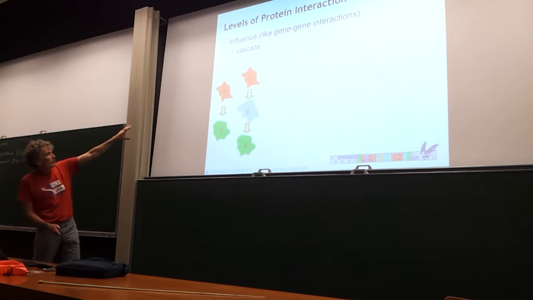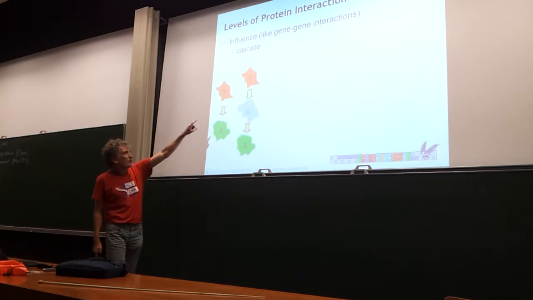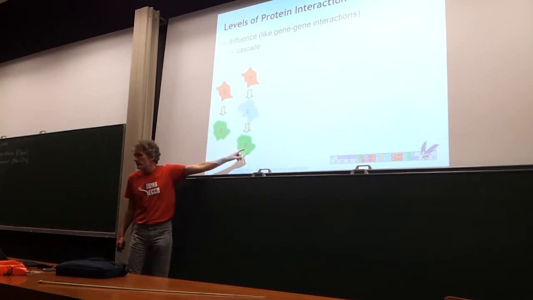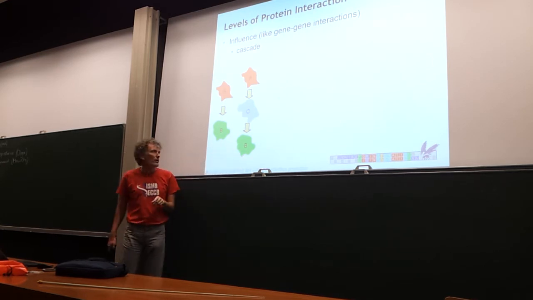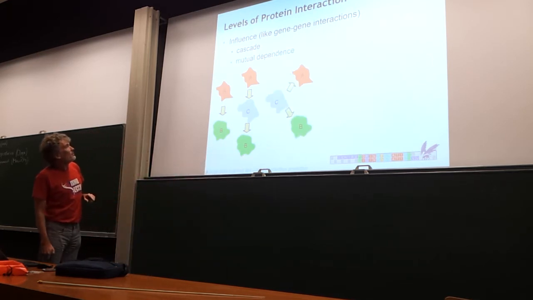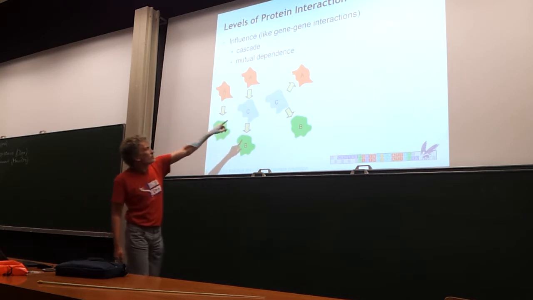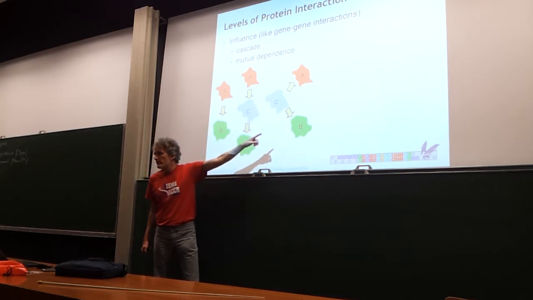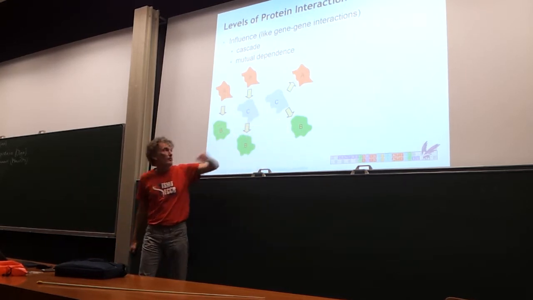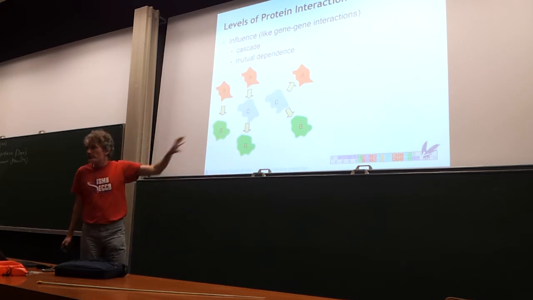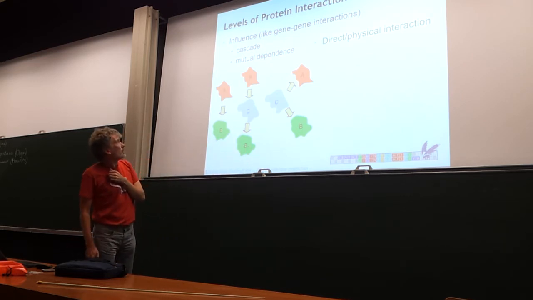This can be direct, where A influences B. It can be indirect, where A influences C, which then influences B. And I think Olga will have an example of that as well. It could be mutual dependence, where C regulates A and B. Therefore, you also see a correlation between A and B. And this is all interaction, but it's not the type that I'm talking about.